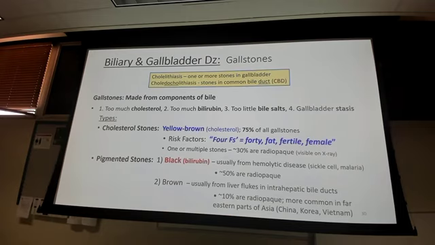The pigmented stones, so black stones, think about bilirubin with that one. You have an increased amount of RBC breakdown. If you have too much bilirubin that goes into the gallbladder, these stones are going to turn black. It says 50% are radiopaque, meaning you can see them on X-ray.